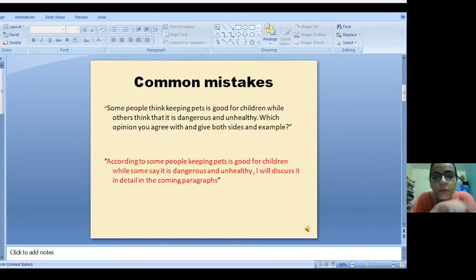What is written below is exactly what a student wrote in his notebook. According to some people, keeping pet is good for children, while some say that it is dangerous and unhealthy. I will discuss in detail in the coming paragraph. So, what is wrong with this particular introduction?